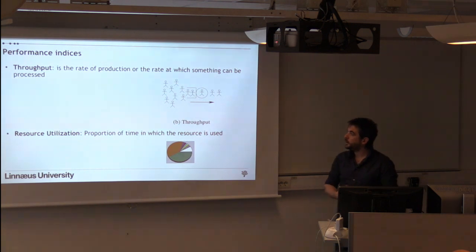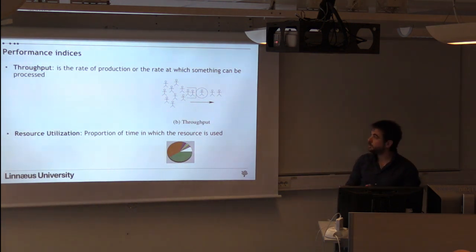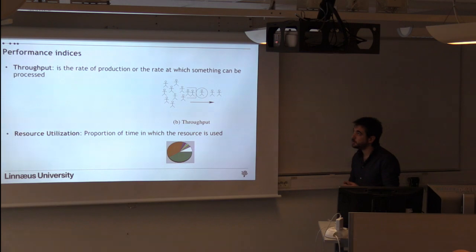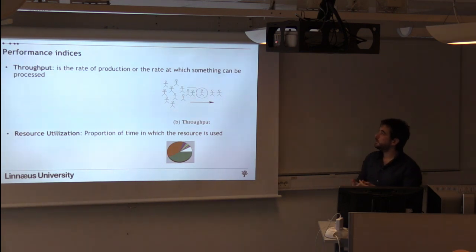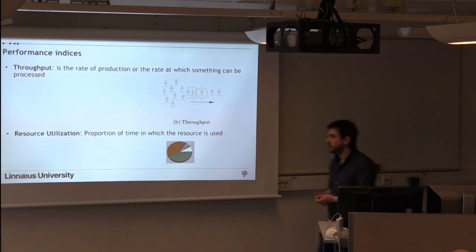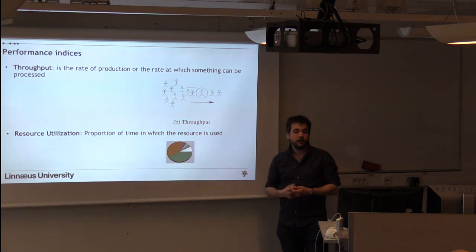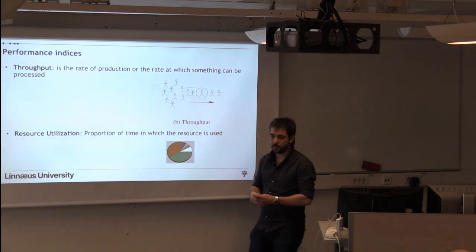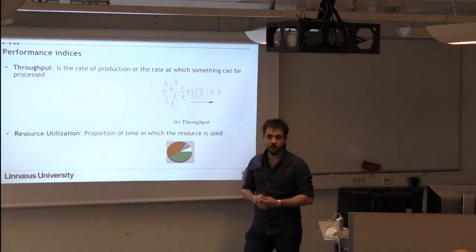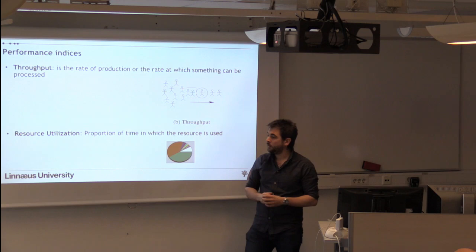The second index, the throughput, the rate of production or the rate at which something can be processed. So how many clients can we serve per second, for instance? Or in a car factory, how many cars we produce in a day? How many cars we produce in a year?